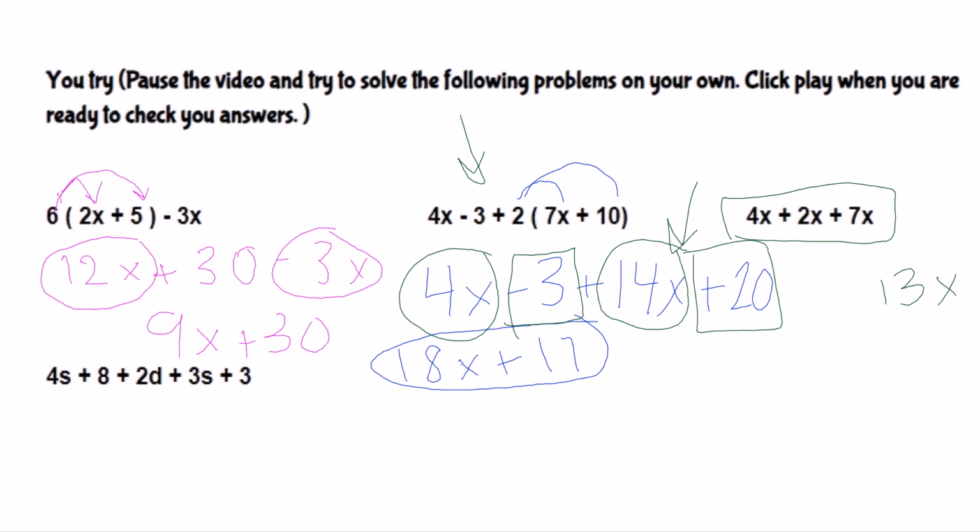So there was no distributing on that. There wasn't even parentheses. On the last one, we can combine all of the s's. So 4s and 3s. That would be 7s. We can combine the regular numbers. So 8 plus 3, that would be 11, and it's plus. And then the 2d, there's nothing else to combine that with, so it would just be left as 2d. Make sure you have all that copied down, glue it in your notebook, and then go ahead and move on.